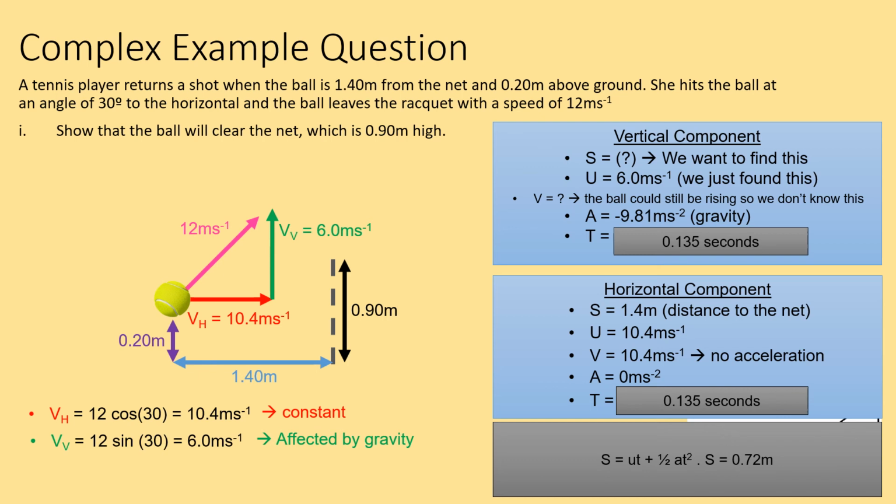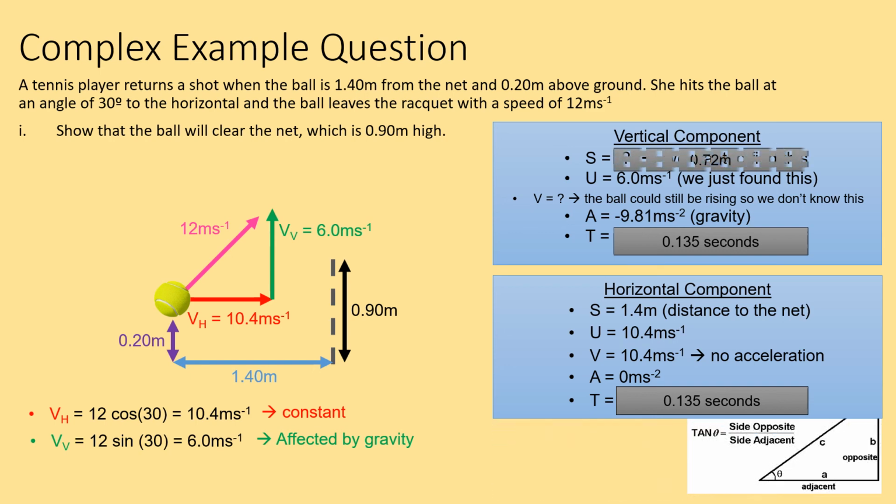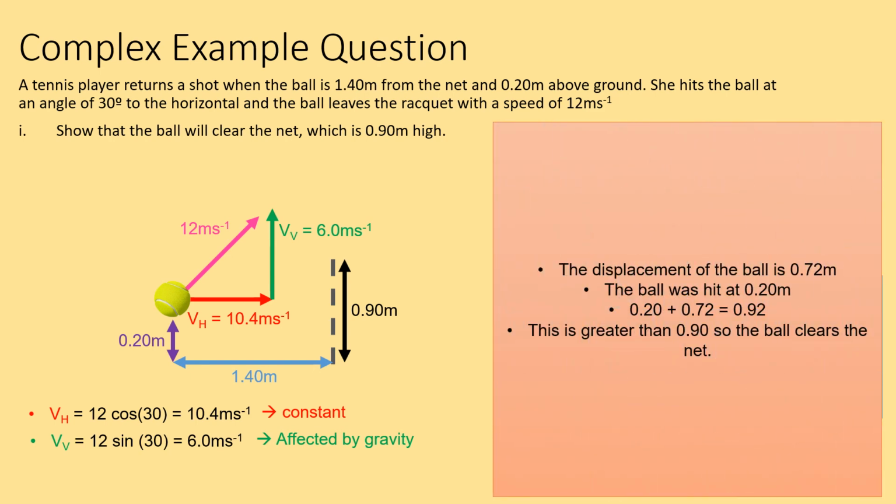Is that larger than 90 centimeters? No, it is not. However, we have to remember that we're striking this ball from 20 centimeters above the ground. So does the 72 centimeters plus the 20 centimeters that we've already hit it from go over the net? And the answer there is yes, it does. 0.2 plus 0.72 is 0.92. That's bigger than 0.9, so it actually clears the net by a good 2 centimeters.